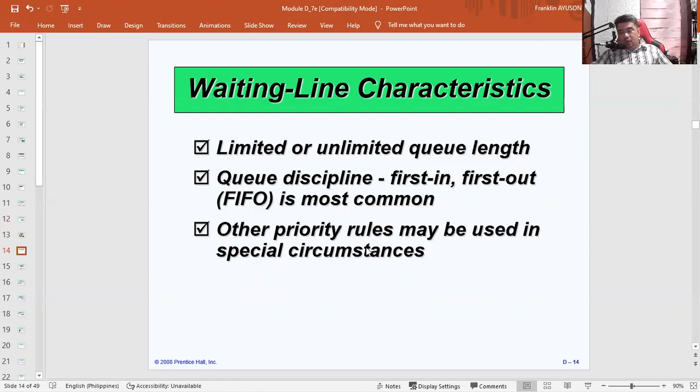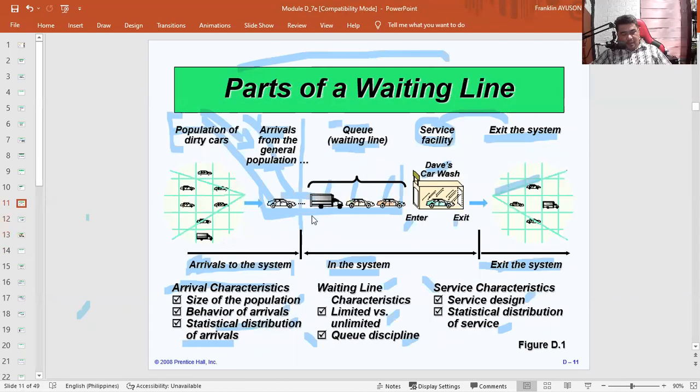The waiting line characteristic can obviously be limited or unlimited in terms of queue length. In our example it is limited, only three. But of course, it can be unlimited: the length of the line you can accommodate, the line the system can tolerate. Of course, if it's vehicles, the line has a length. But if it's people, in consideration of what we have right now, social distancing, probably 6 feet away from each other, and the limitation of our facility.